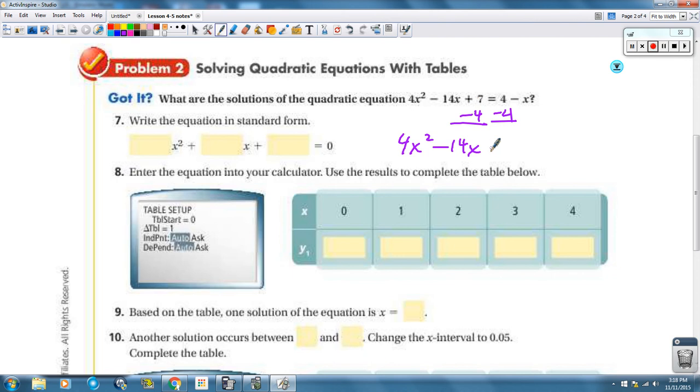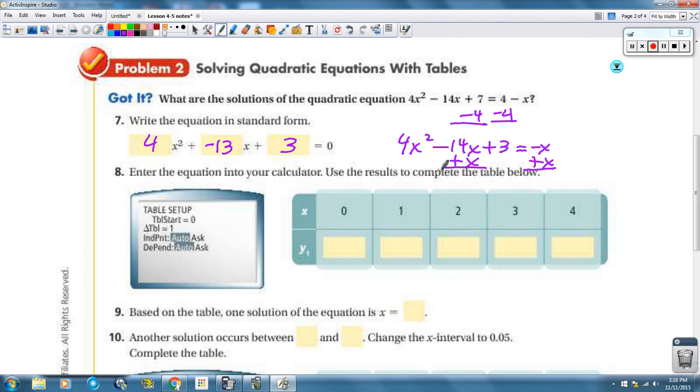So 7 minus 4 is a plus 3 equals negative x. Now I'm going to add x to both sides, and notice I'm combining like terms. What you end up with is 4x squared, and then negative 14 plus 1, so that's a negative 13x, and then you have a plus 3. So now my equation's in standard form.